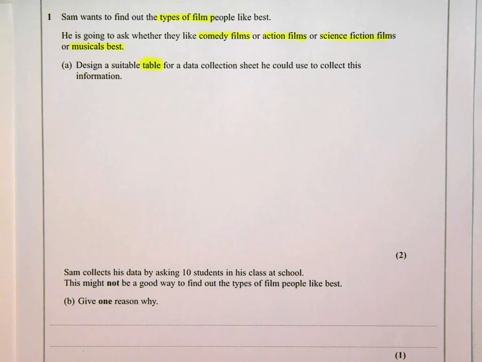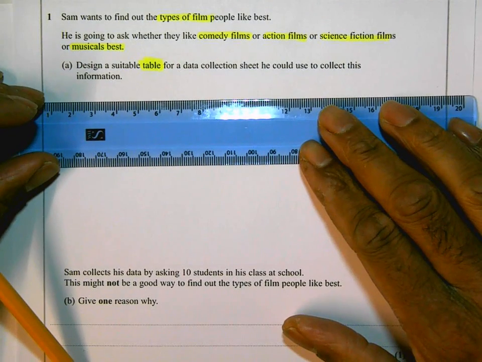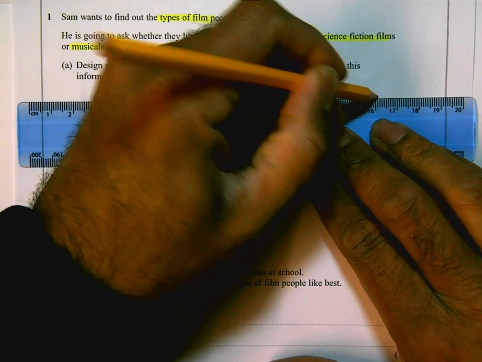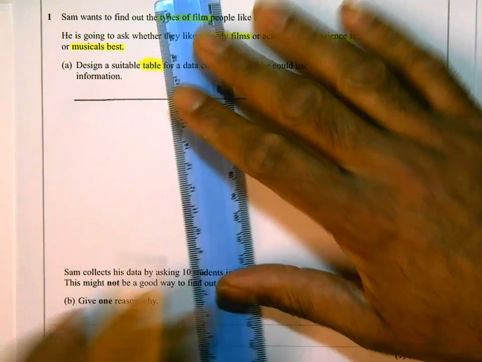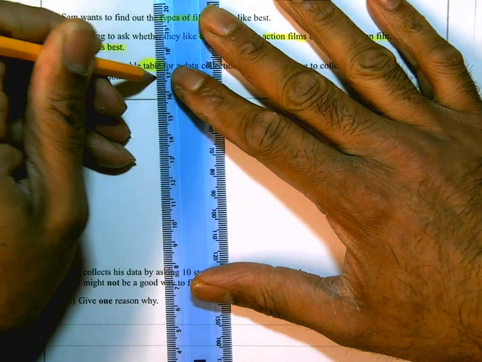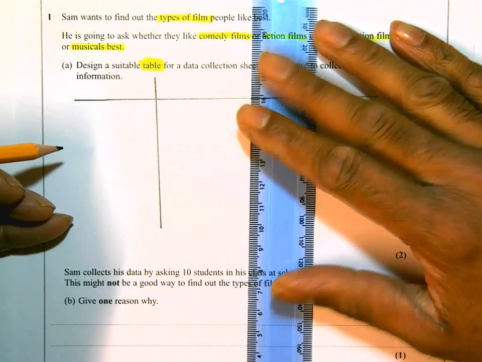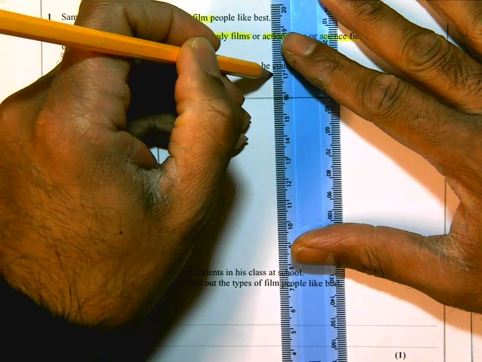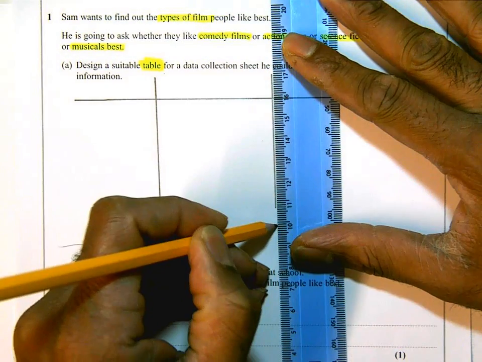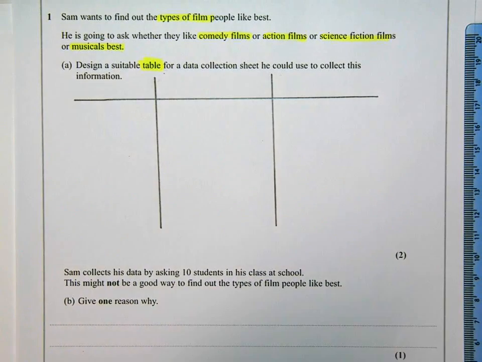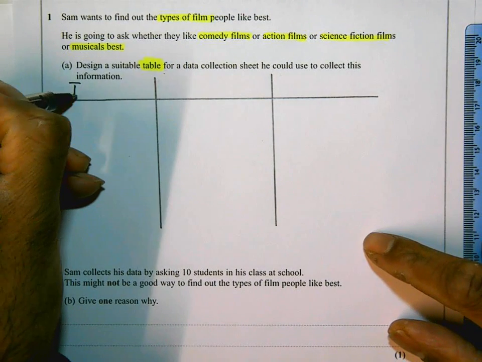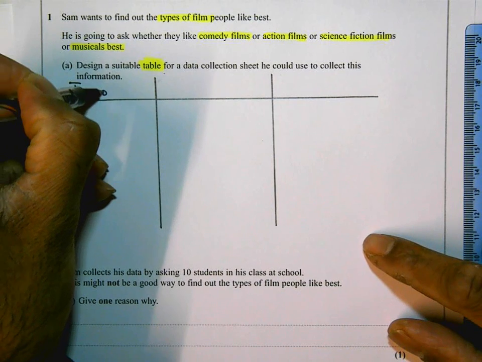Alright, so the keyword there is table. A lot of people in this question, according to the mark scheme, started creating a question straight away, but the question itself said design a table. So in any sort of table, we want to think about what we want to get. We want to find out how many people like any of those 4 different types of movies. And the types of film, that's what I'll put here, types of film.